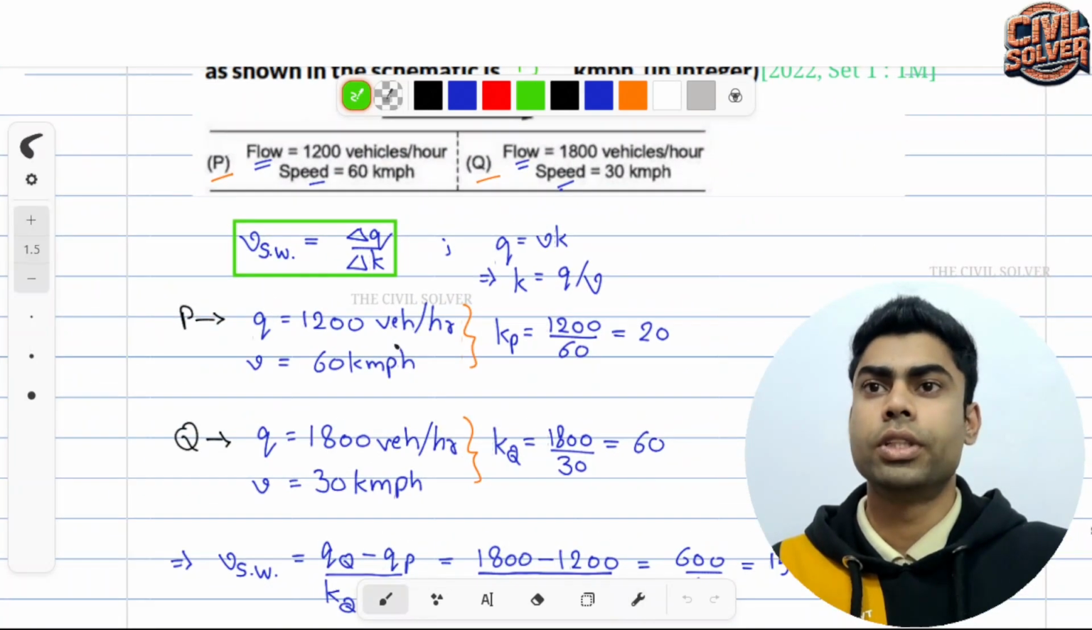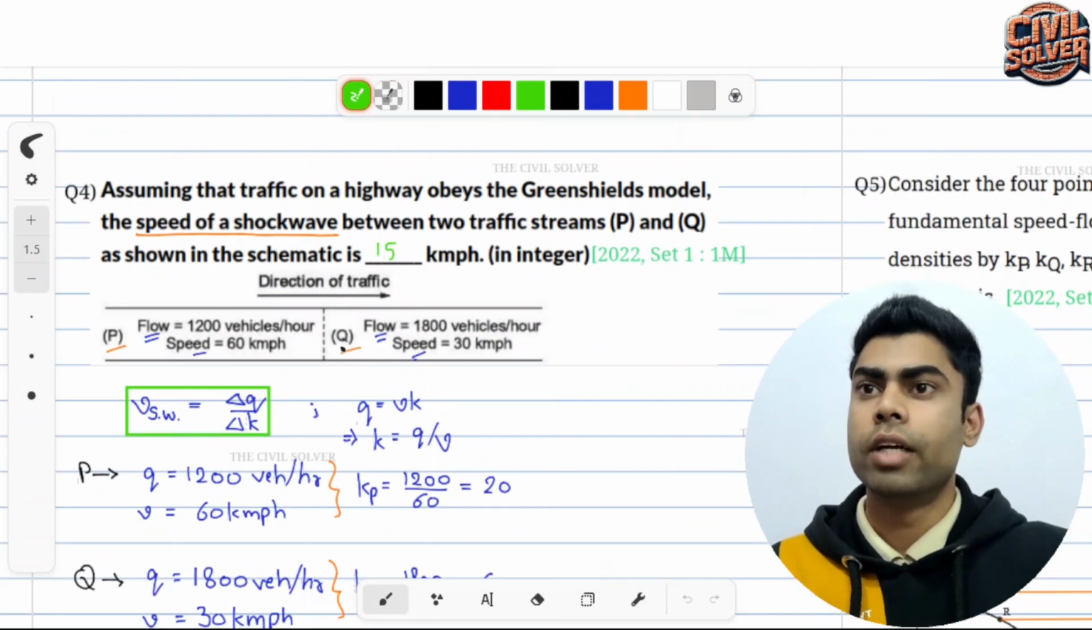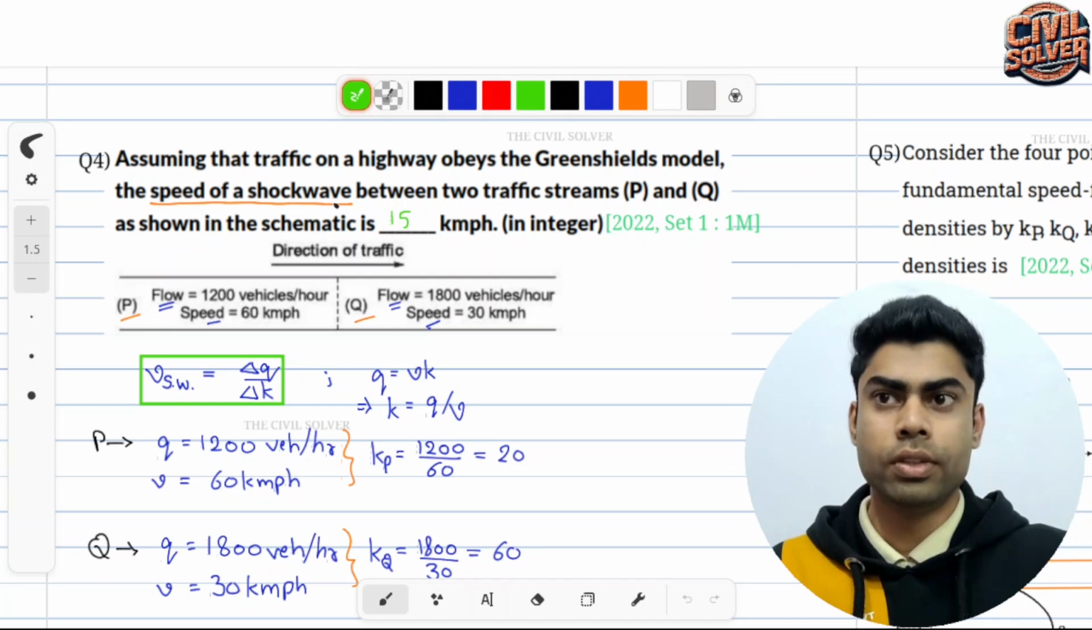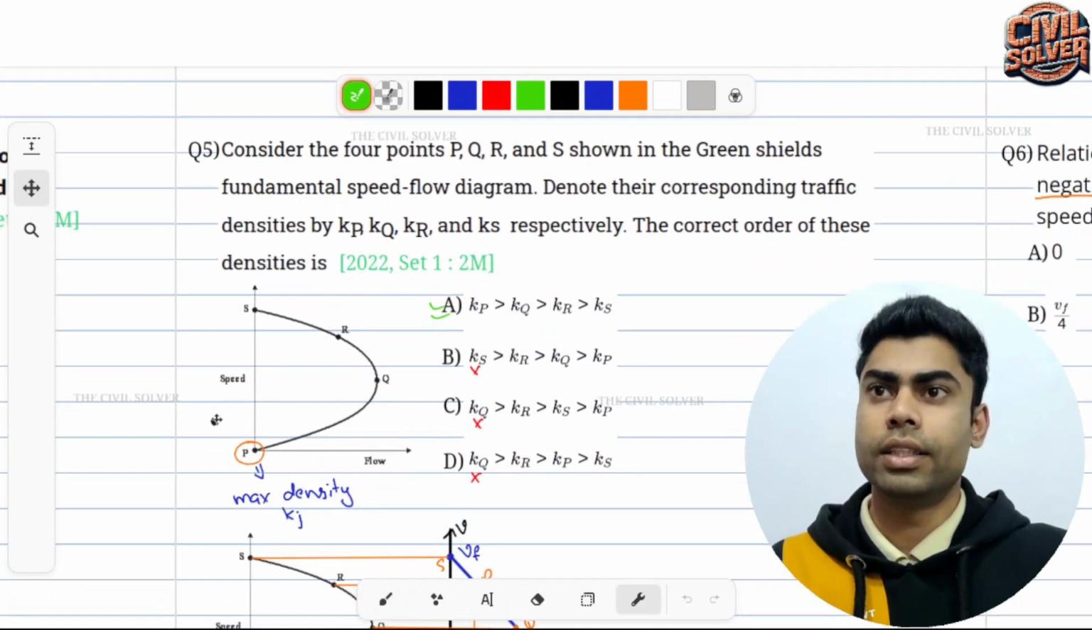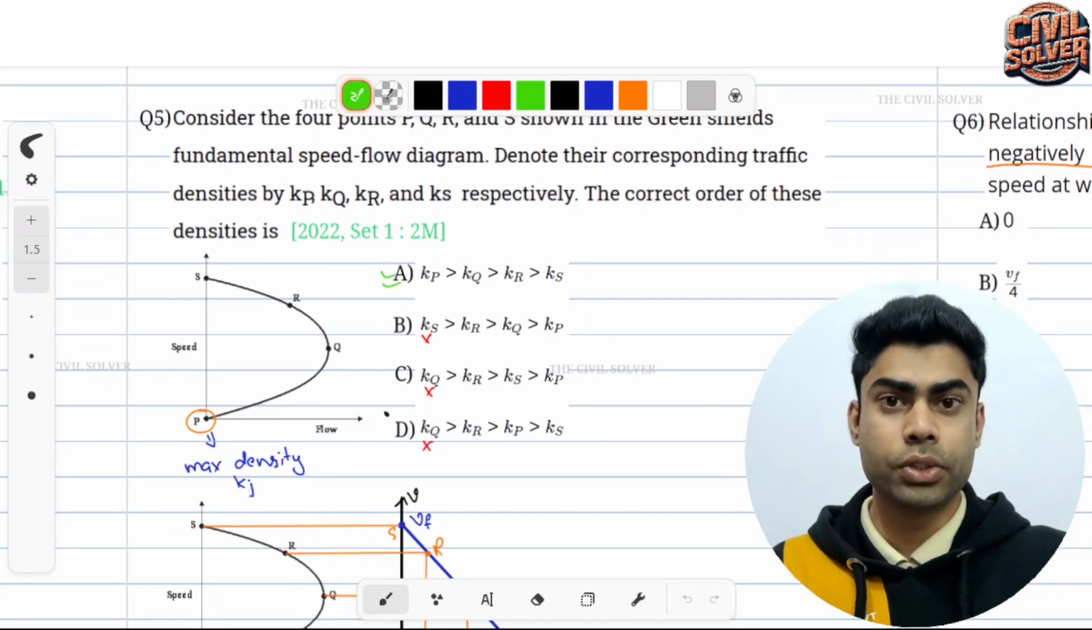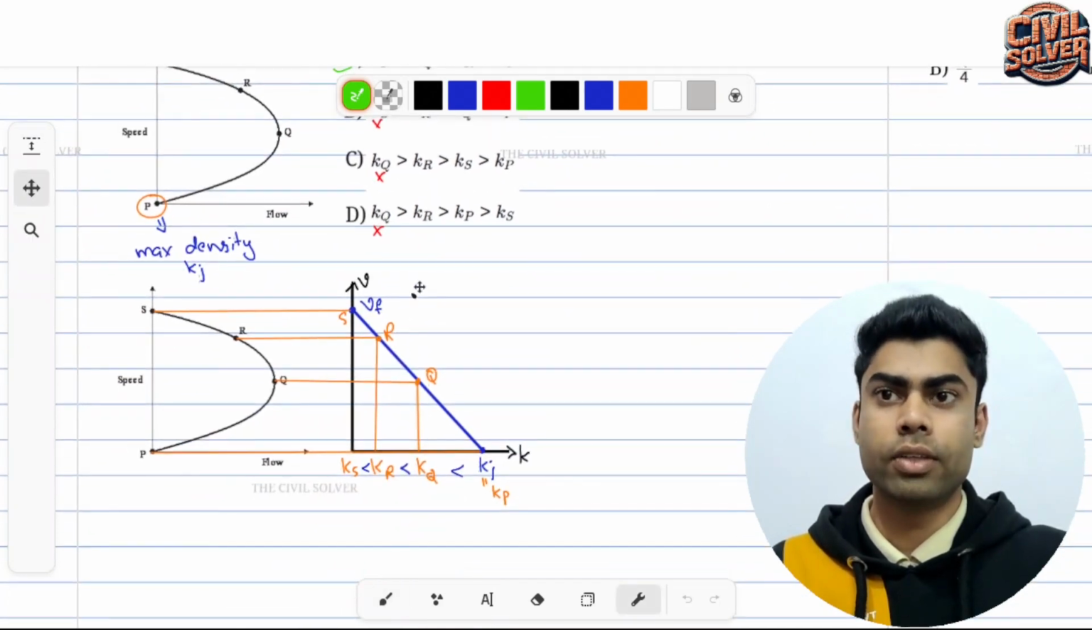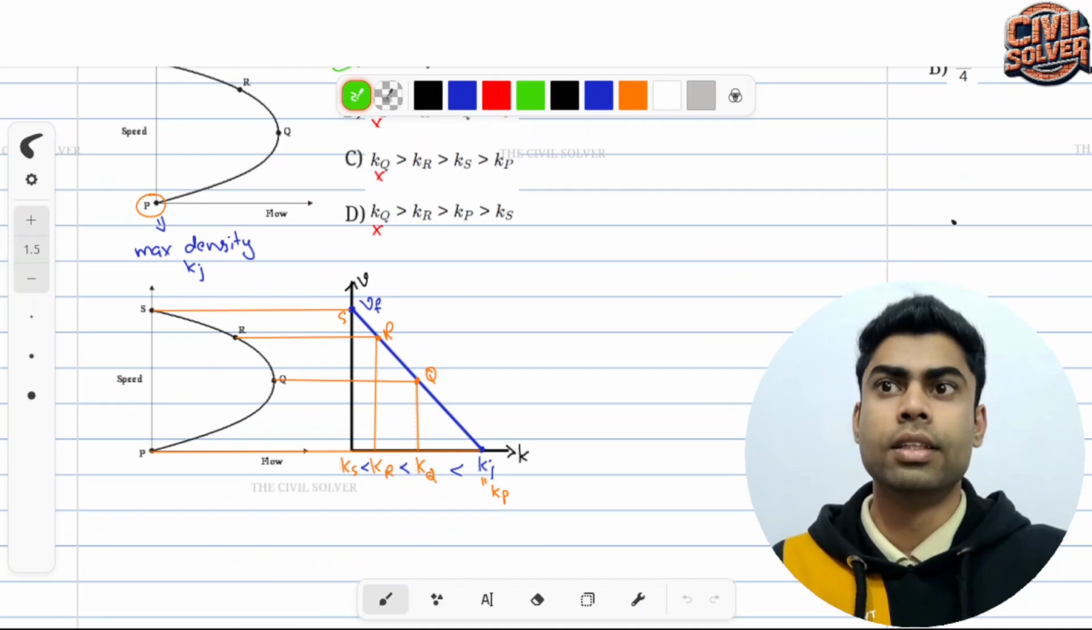Then we had question number 4. It was about the speed of the shock wave, and the speed of the shock wave is given as change in flow upon change in density. It was a direct formula based question. Then we had question number 5. We solved this question by two methods. The first one was the option approach and the second one was the graphical method.